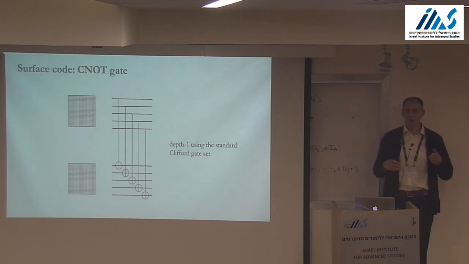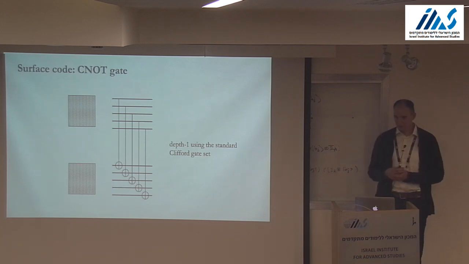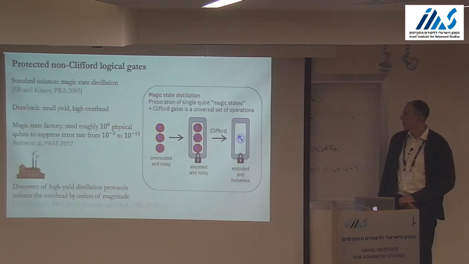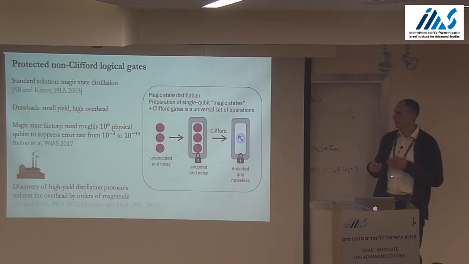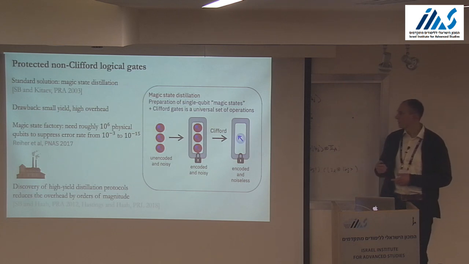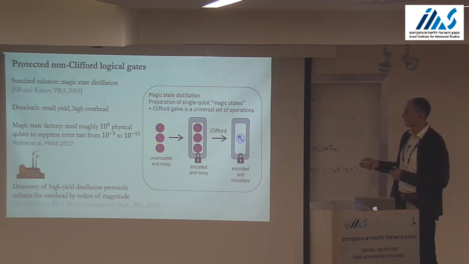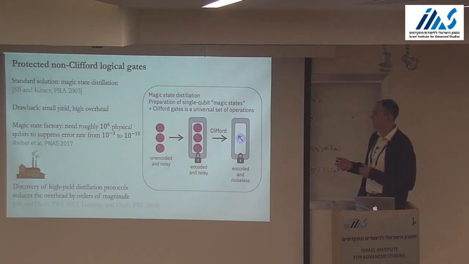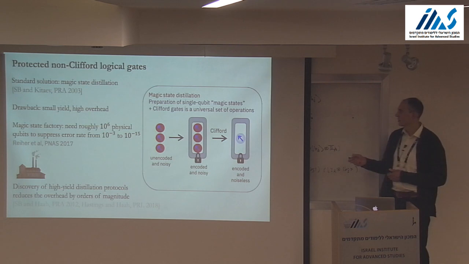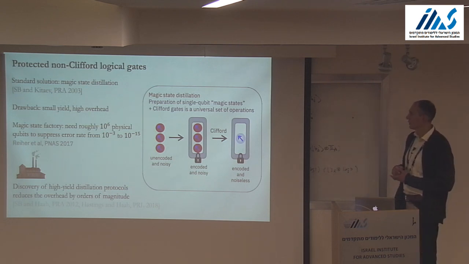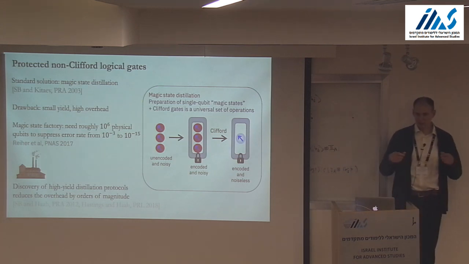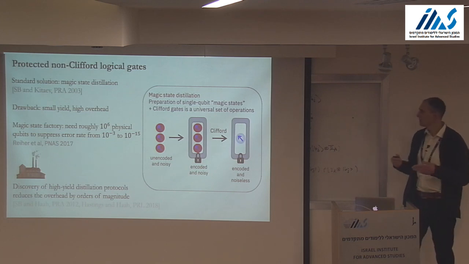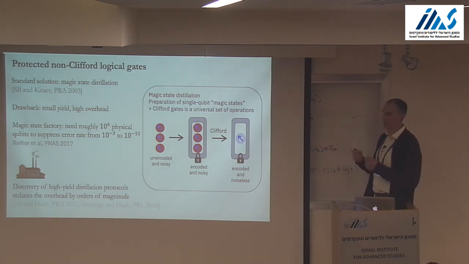Basically, this shows how we can implement protected logical Clifford gates. But to implement interesting quantum algorithms, we would need some non-Clifford gates. And I'm not going to explain the details, but basically there are some techniques for how to do that. This is called magic state distillation. So basically the idea is that we can combine Clifford gates with preparation of certain single qubit states, and this would give us a computationally universal set of operations.